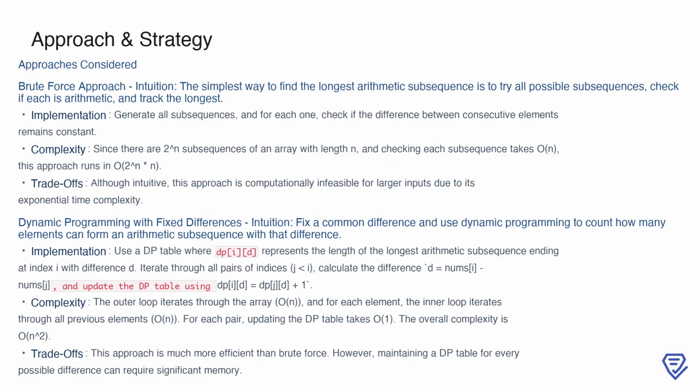Now, a more efficient method involves dynamic programming with fixed differences. The idea here is to fix a common difference and use a dynamic programming table to systematically track how many elements can form an arithmetic subsequence with that difference. Specifically, the table dp[i][d] represents the length of the longest arithmetic subsequence ending at index i with a difference of d. By iterating over all pairs of indices, computing the difference for each pair, and updating the table iteratively, we achieve a time complexity of n squared. This is a significant improvement over brute force. However, the need to maintain a DP table for all possible differences can lead to high memory usage, which is a trade-off to consider.